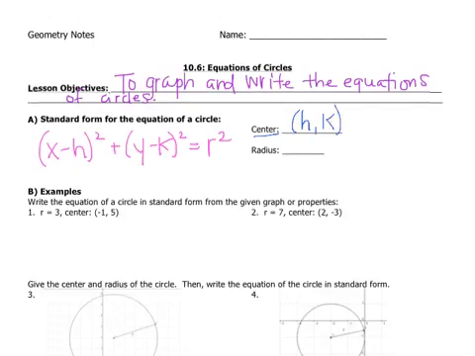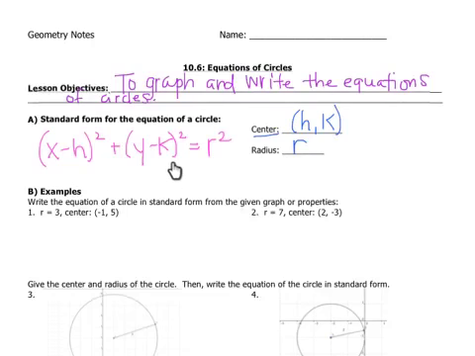So if you look back at the equation, whatever number is in for h, that's the x-coordinate of your center. Whatever number is in for k is the y-coordinate of your center. The other piece of information that you can get from the equation is the radius, r. Notice in the equation, you have r squared. So from the equation, we would take the square root of that number to get the radius.